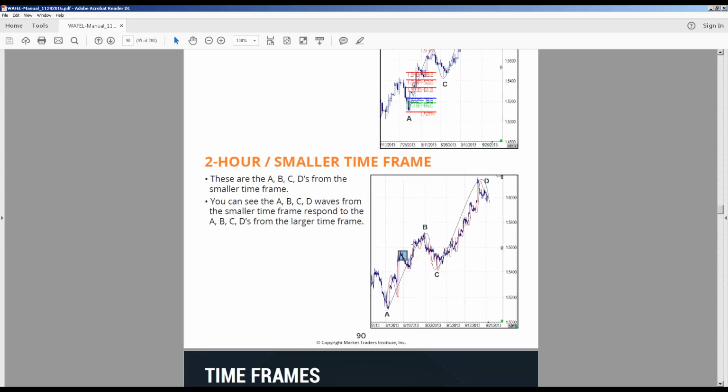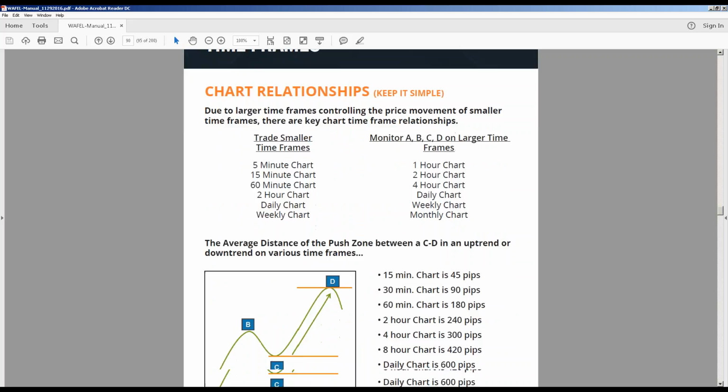Right, before we continue, is everybody with me up to this point? That in essence, the higher time frames will control the smaller time frames. And on the smaller time frame, you can clearly see the ABCDs as the market moves from either the A to the B, or the B to the C, or the C to the D on the higher time frame. Okay, great stuff.